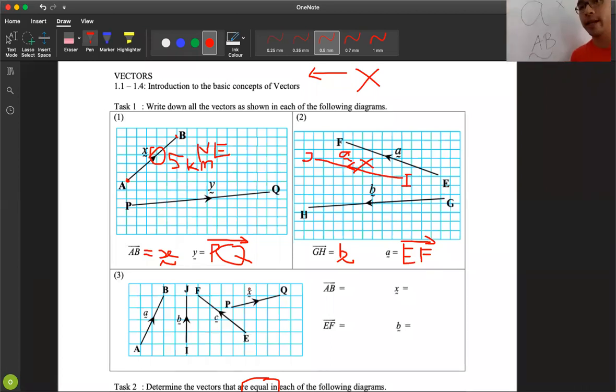Okay, we also don't write it like this. So all these are wrong notations, don't write them. Please don't forget. All right. Thank you for the question.